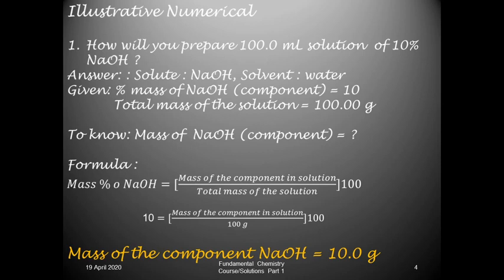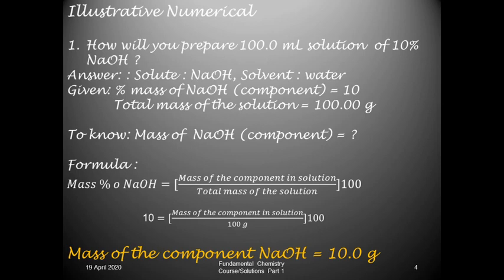What is given? Percent mass of NaOH component. The percentage solution you are supposed to prepare is given, that is 10. As I have written here percent mass of NaOH, I have not used the percent symbol after 10. That we can do. Then the total mass of the solution is 100 gram.